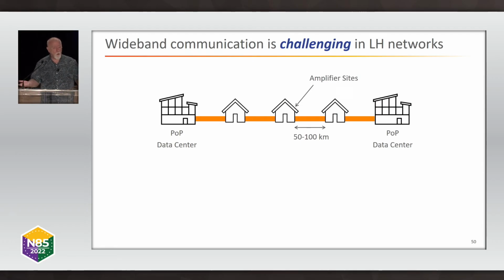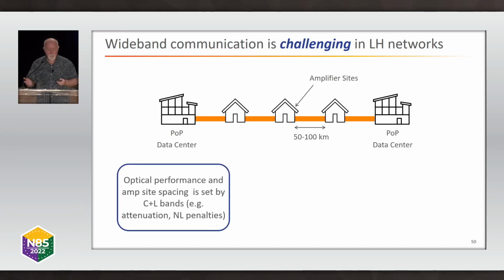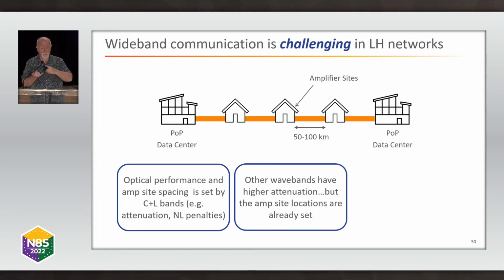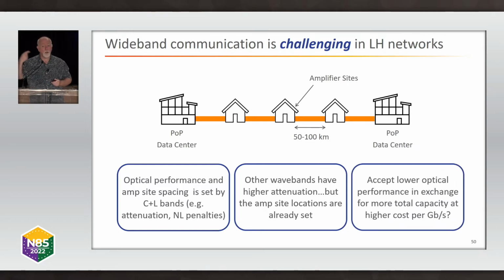So if you think about wideband communication, applying that to the networks that you already have installed, you've already established the spacing between your amplifier sites. You can't really move them closer together. So optical performance is set by the performance in the C and the L bands. And the other wave bands have higher attenuation, and it would mean you move your amp sites closer together, or you accept lower data rates per wavelength in order to close that link with the same amplifier spacing. Well, that's going to cost you more per gigabit per second.